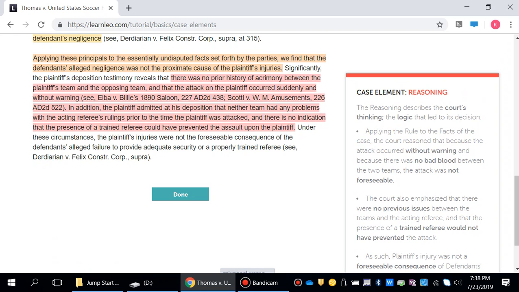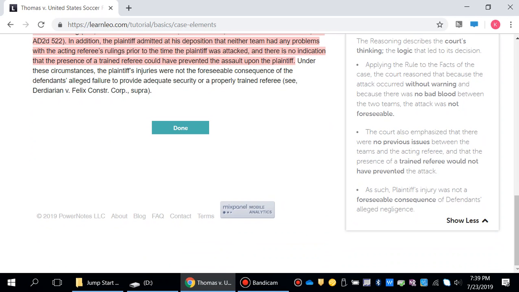So the court, you go back up here. Deposition testimony is simply testimony under oath. That's something you'll learn about eventually in your civil procedure class. Don't worry about it. Don't worry about that language quite so much. There was no prior history of acrimony, disagreement, hatred between the plaintiff's team and the opposing team. The attack occurred suddenly, and therefore there was no reason to know that there would be this problem. Admitted that neither team had any problems prior, and there's no indication of that. So therefore, it was not foreseeable, so they couldn't have known.